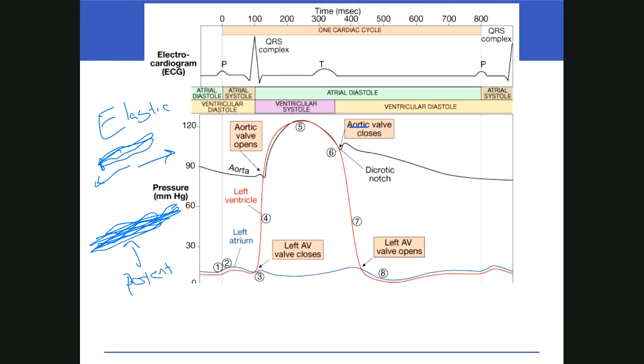Well, aorta is the same way. So here's the left atrium, left ventricle, and here's the aorta. So when the ventricle pushes blood into that aorta, the walls are like rubber bands. They bulge out. Well, think about what happens to a rubber band. You stop pulling on it. What does it do? Because it's elastic, what does it do?